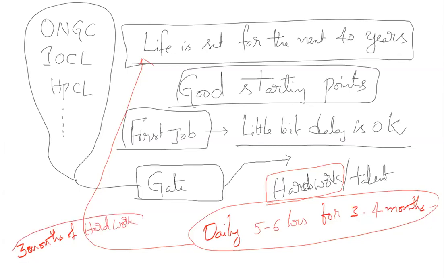Those 3 to 4 months will decide the next 40 years of your life, which you always need to look back on and think about. So daily 5 to 6 hours is extremely important. This is where you have to make the difference. Remember, hard work is extremely important from the GATE point of view.